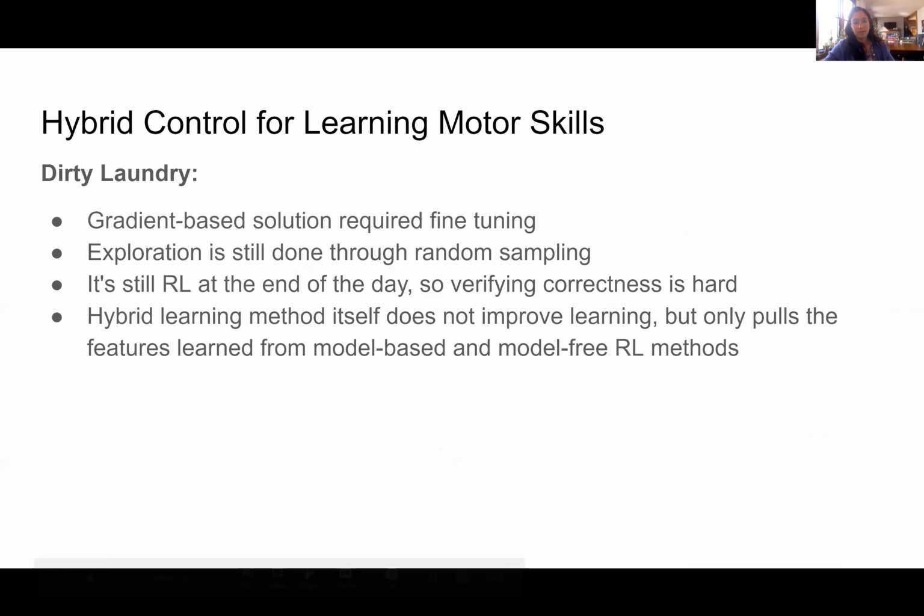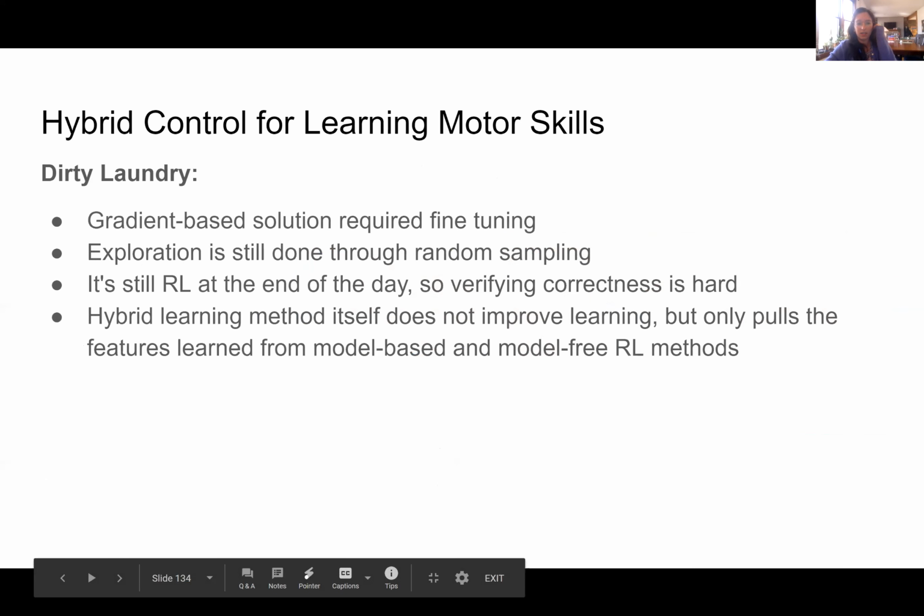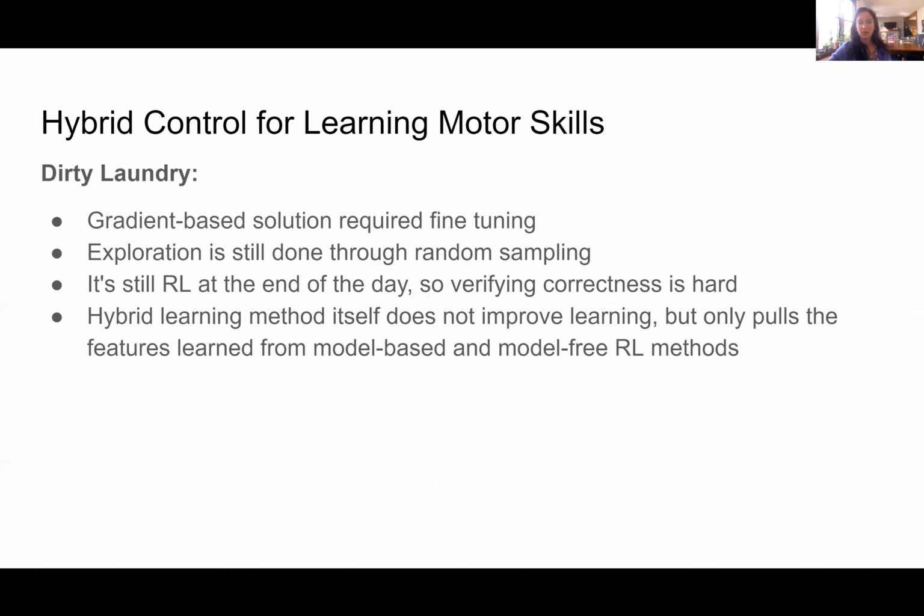Next slide. So finally, dirty laundry, this is a gradient-based solution. So there is fine-tuning that's required, and exploration is still done through random sampling, and it's RL, so we can't necessarily verify the correctness. And finally, it doesn't necessarily improve learning, it just takes the features from both the model-based and model-free versions and optimally combines them.